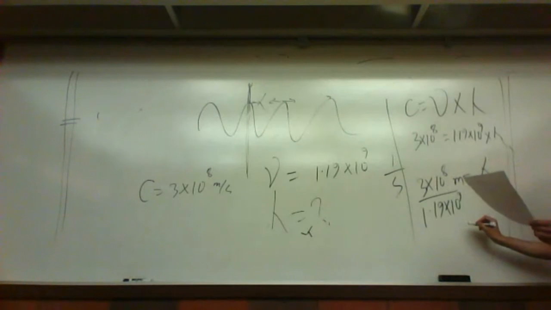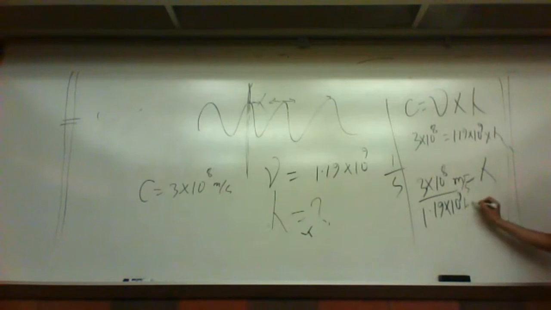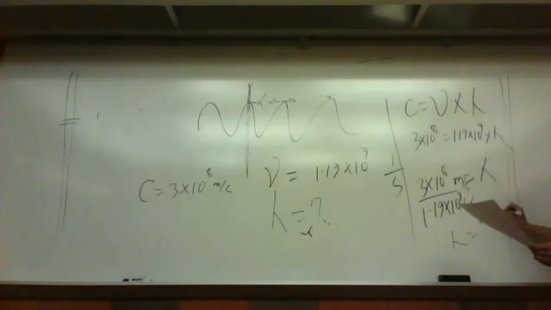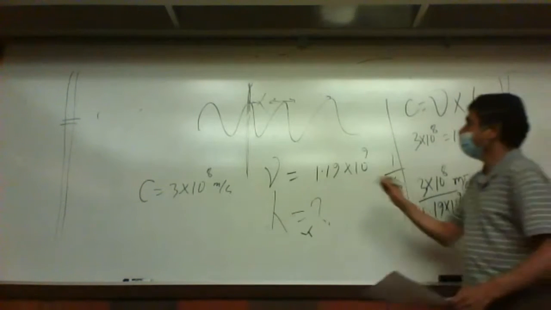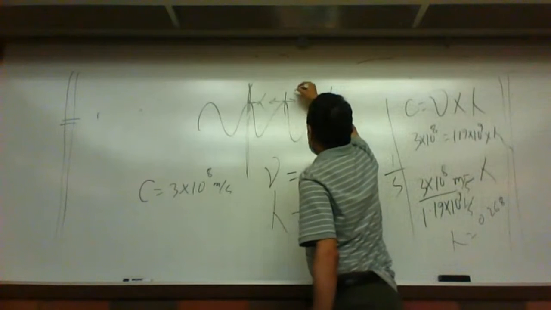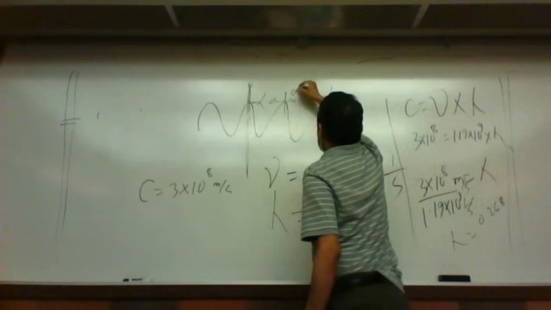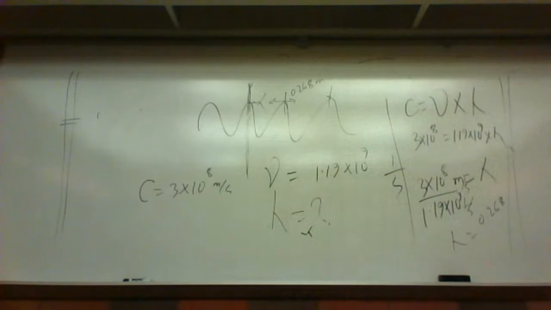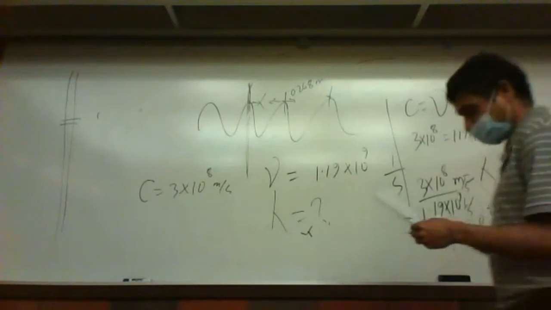The velocity is meter per second, and this is 1 by second, so the second cancels and you get meters. So the lambda is equal to 0.268 meter. The distance between this peak and this peak is 0.268 meter. Easy? Even if the value of C is not given, you always know it is 3 times 10 to the power 8 meter per second. And the frequency is given, so you can calculate the wavelength.